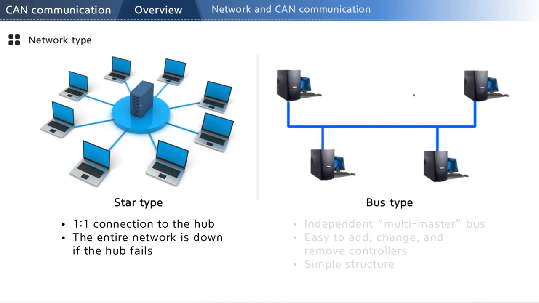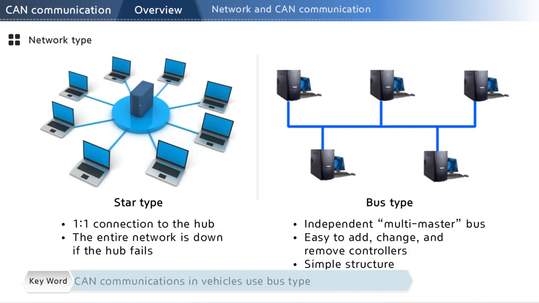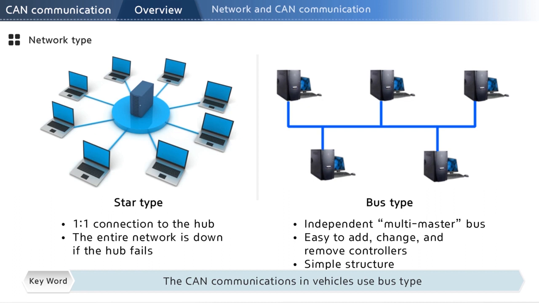Whereas a bus network is commonly used in vehicles. Each bus forms an independent network. It is easy to add, change, and remove controllers to a bus. Bus networks are simpler in structure, which is another advantage. Vehicle networks are referred to as CAN bus networks, as vehicles follow the CAN protocol.